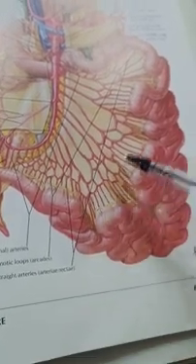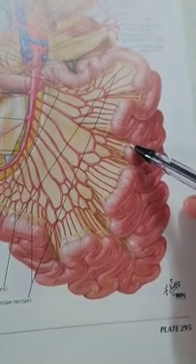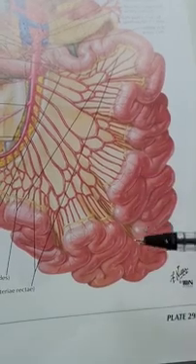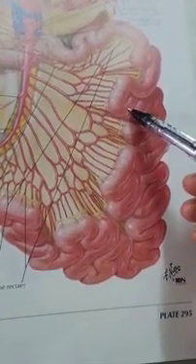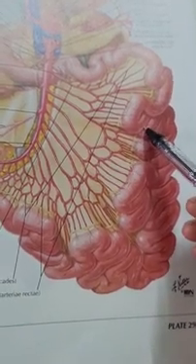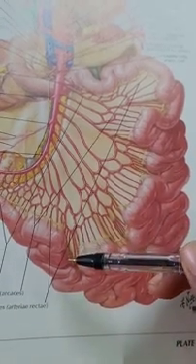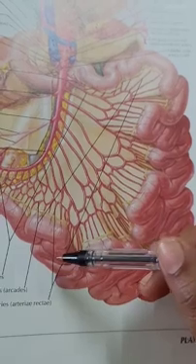If you see the interior of the jejunum, you can see the circular mucosal folds. We already saw them in the duodenum; the circular mucosal folds are known as valves of Kerckring. They are more prominent, larger and more numerous in the jejunal region. They are less prominent or smaller in the ileum.